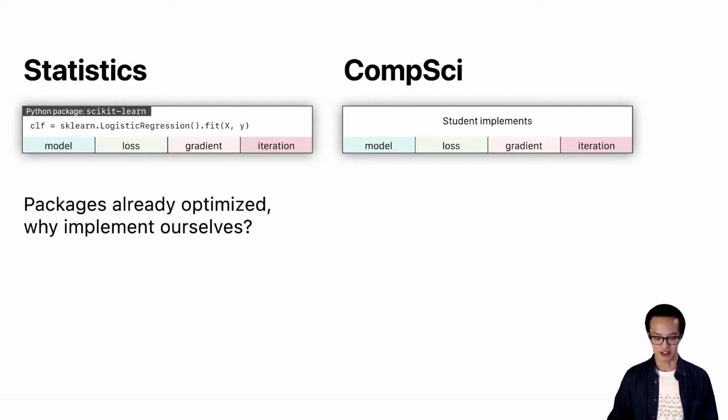The stats instructors tend to point out that when it comes to real data science practice, we almost never use our own implementation of gradient descent. We use versions that packages already implement because they're already optimized and debugged. Why should we teach students to implement gradient descent themselves?